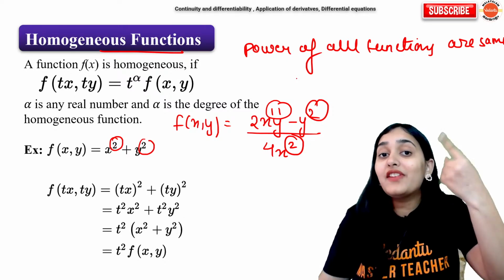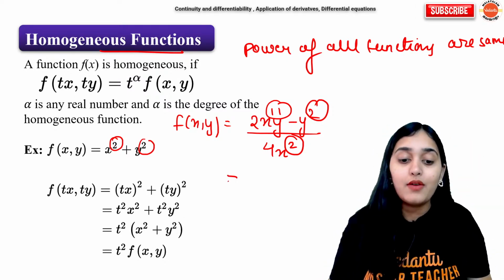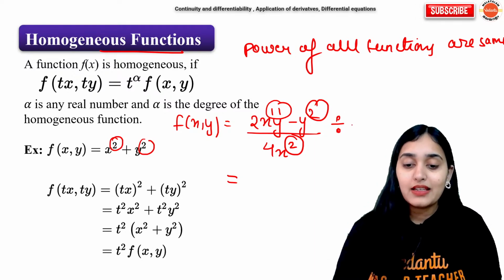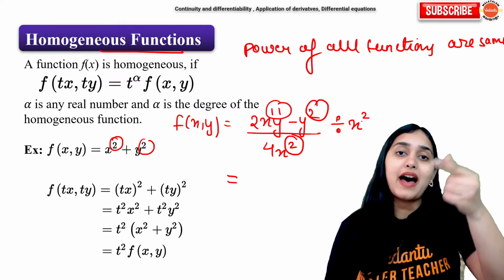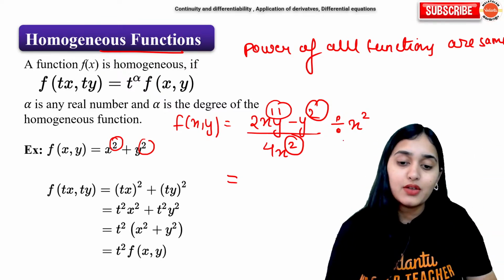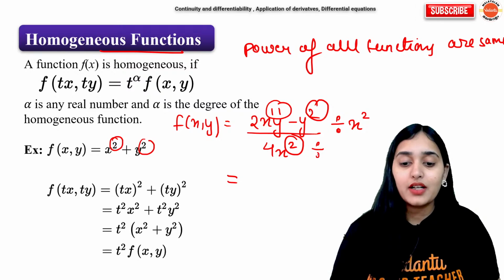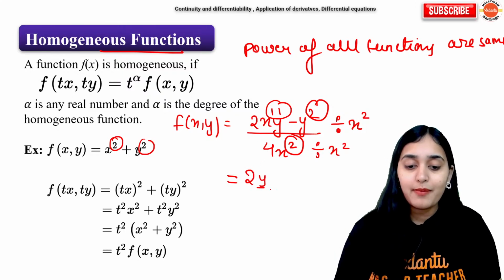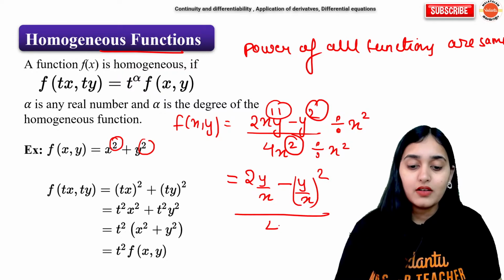Now, how do you convert a homogeneous differential equation? How do you solve it? Just divide the equation by x to the power, whatever power you have found. Suppose all of them are having power 2. So divide by x to the power 2. What is the equation you get? You get 2 into y by x minus y by x whole square, upon 4.